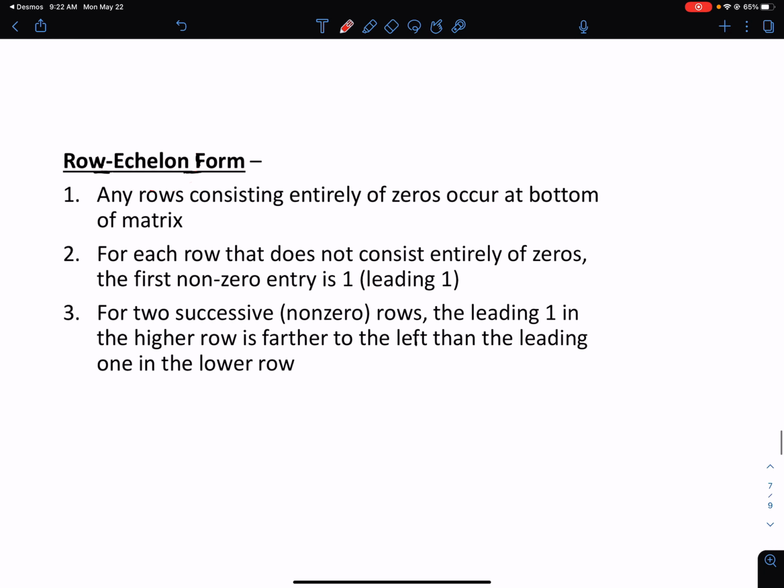Now we're going to get into echelon form. We'll do that in class. This is going to have to be a class discussion. We'll finish this up in class.